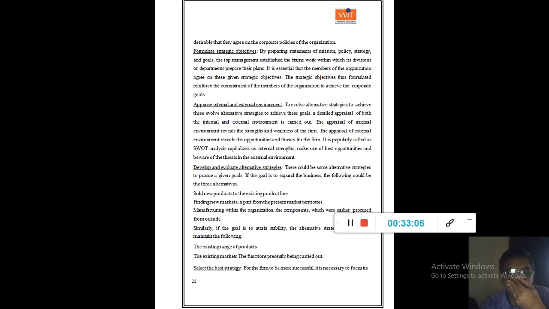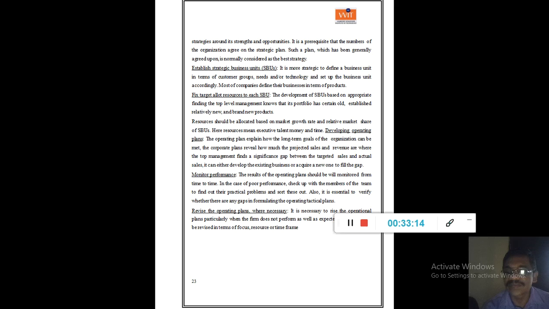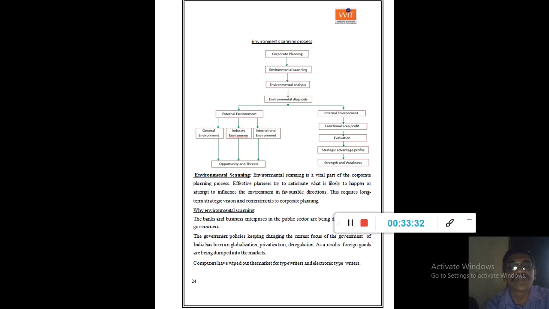Then developing and evaluating alternative strategies. Then select the best strategy. Establishing strategic business units, fix the targets and allot the resources to each SBU. Then monitor the performance. Then revise the operating plans where necessary. And then you have the environmental scanning process.